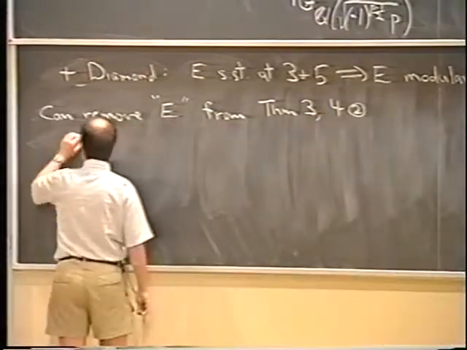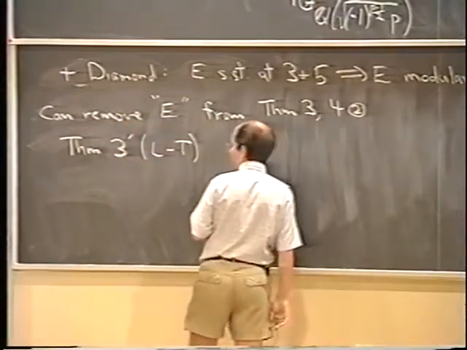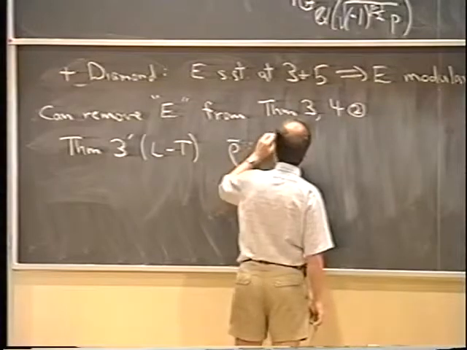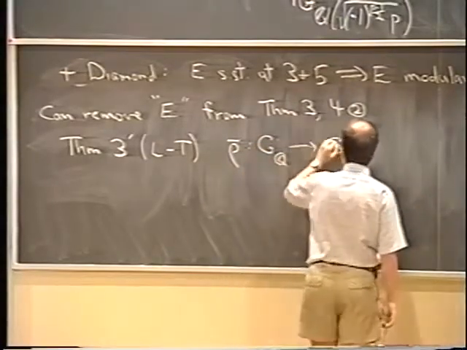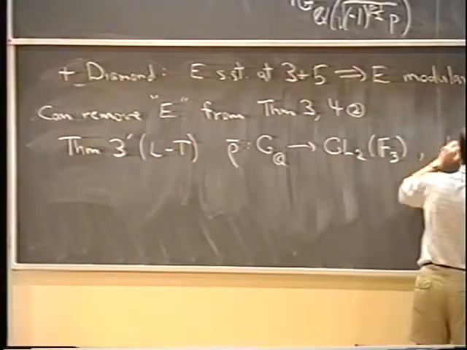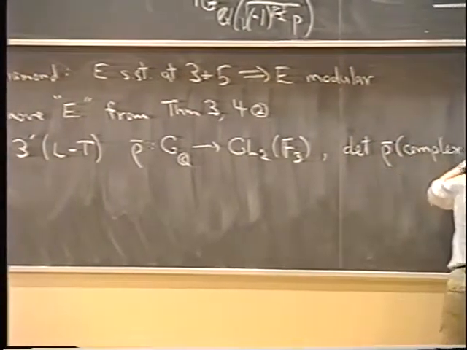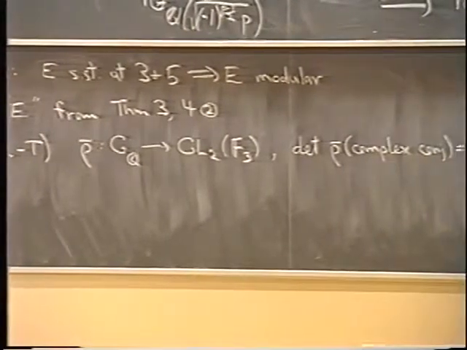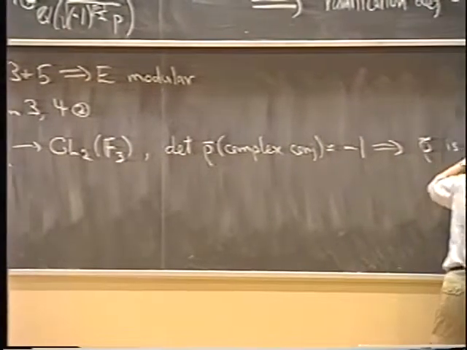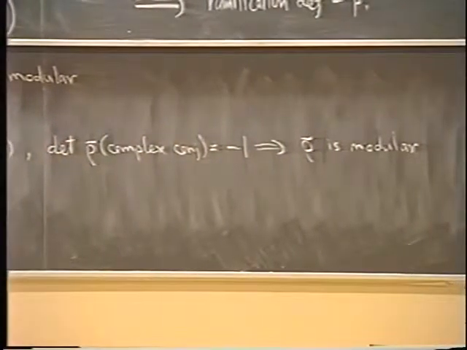So theorem 3 prime, which is closer even to what Langlands and Tunnell really proved, is that if rho bar is just a representation from the Galois group of Q to GL_2 of F_3 with odd determinant, so the determinant of rho bar of complex conjugation is -1, then you can conclude that rho bar is modular. Well, you can do something similar for part 2 of theorem 4.